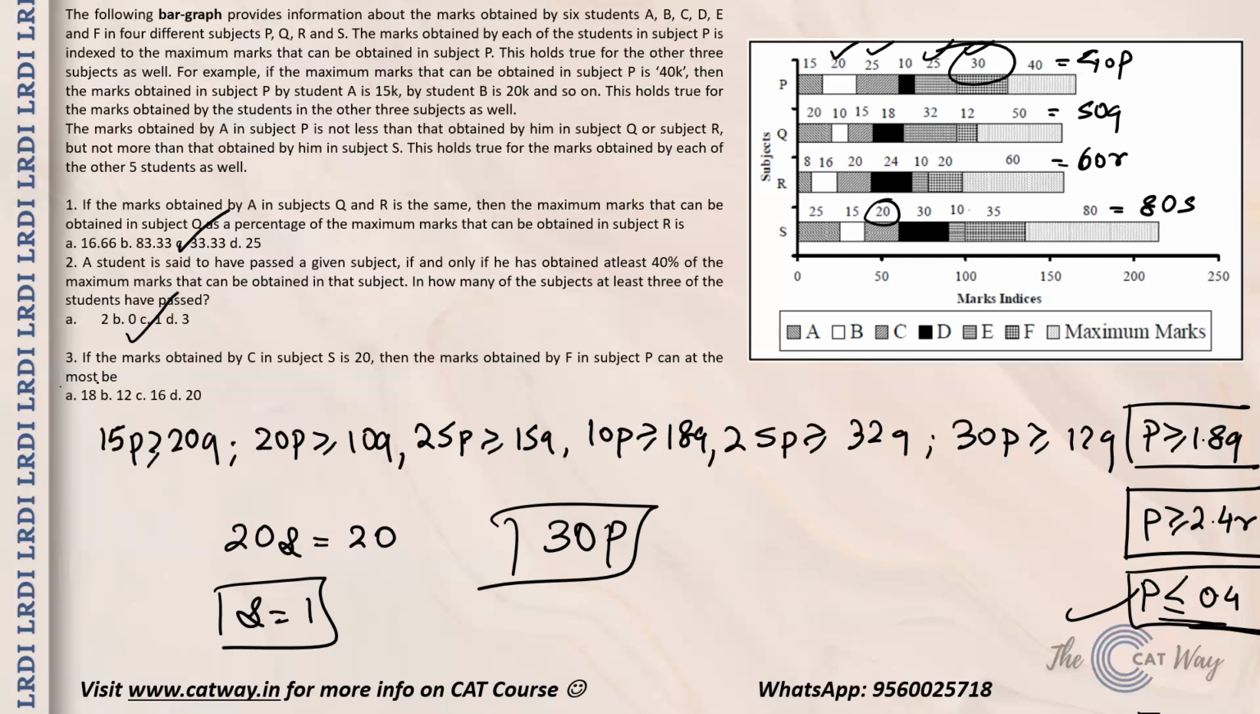Now the question is at most. That means the maximum marks he can get. The maximum value of P could be 0.4. So what do you have? 30 into 0.4, that is 12 marks is the maximum F can get in subject P. Hence option number B is the right answer.